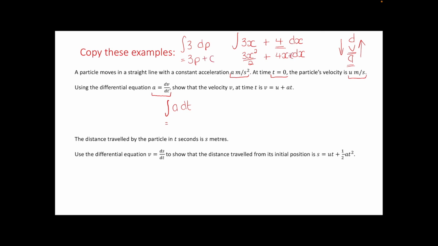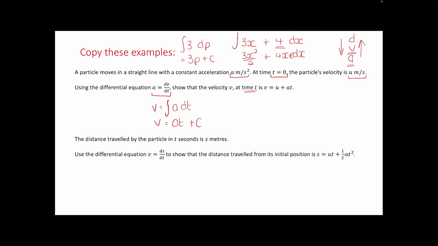So for this one, when I've got a and I'm integrating with respect to t, it is going to become at plus c. And remember, that was us trying to find our velocity. So our velocity is the integral of our acceleration. So v is equal to at plus c. The question is telling us that it wants to know at time t. It wants us to show that it's equal to that equation.